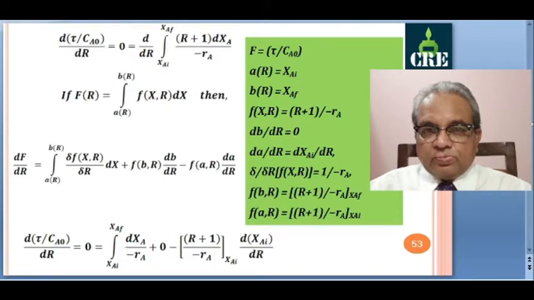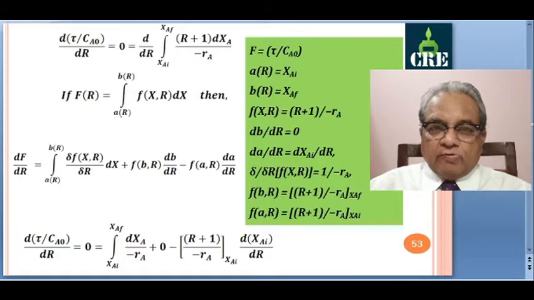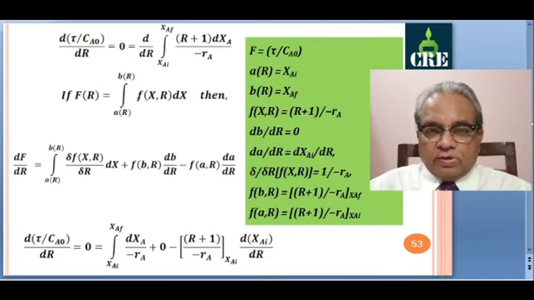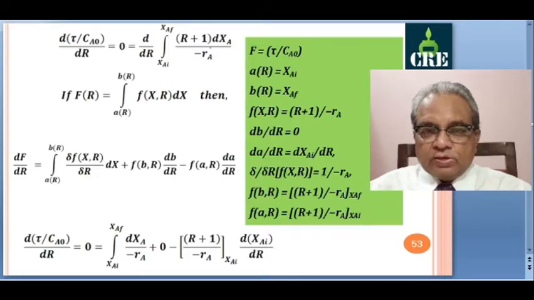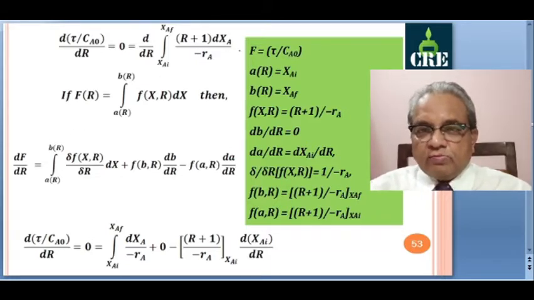So if we have a function f of r defined as the integral from a of r to b of r of f of x, r dx, then the differential of this function under the integral sign will be the integral of del by del r of this function dx, plus f of b, r, that is the upper limit, into db by dr, minus f of a, r, the lower limit, into dA by dr.